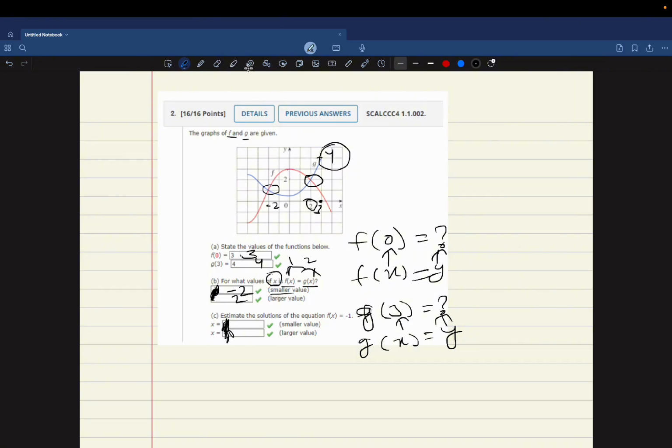Okay, so before that I'll just reveal this answer. Now we need to find the solutions of the equation when f(x) equals -1. That means when the value on the y-axis of graph f is equal to -1. So let's find out. Let's put the value of y as -1.